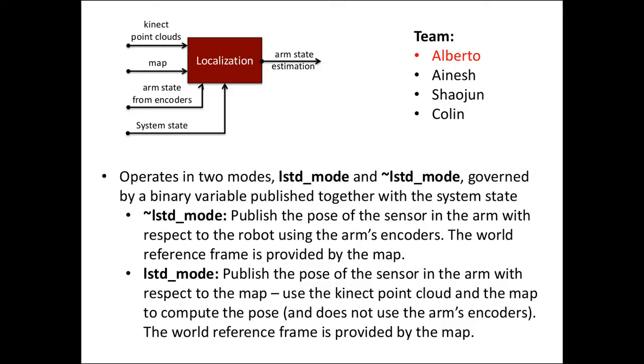So using this information, other models that will take care of the movement of the robot would be able to localize the full robot in the map. But this localization model will only publish the pose of the sensor in the arm with respect to the map. And in this mode, the standard mode of operation, it will not use the arm encoders for doing that, but only the map and the technology that is inside it to use the point cloud and image to localize the camera in the Kinect, or the sensor that we use connected to the arm.